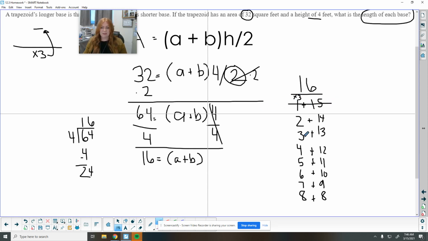So it could be any of these, but it specifically told us that the longer base has to be 3 times bigger than the shorter one. So 2 times 3 is 6, not 14. So go through and find the one that when you multiply by 3 equals the other one, and that will be your bases for A and B.